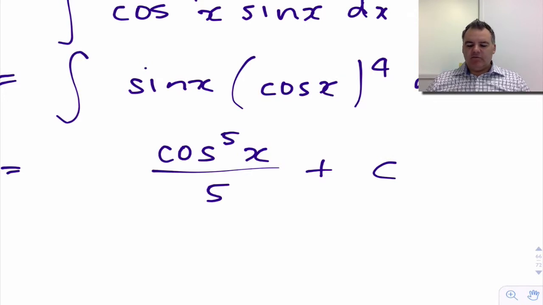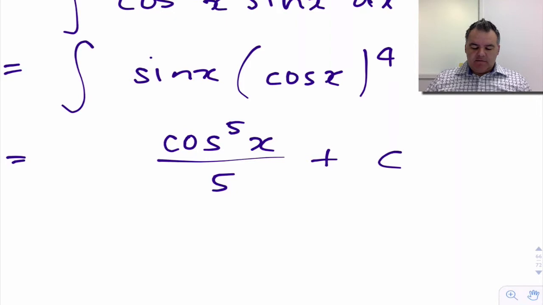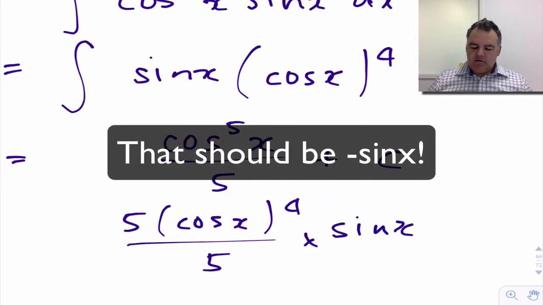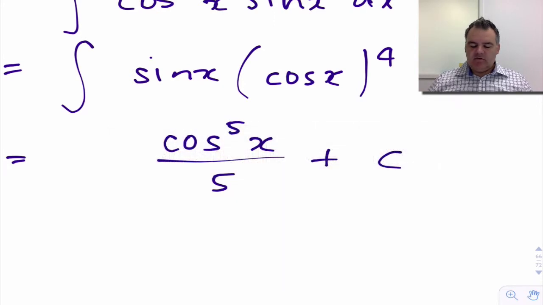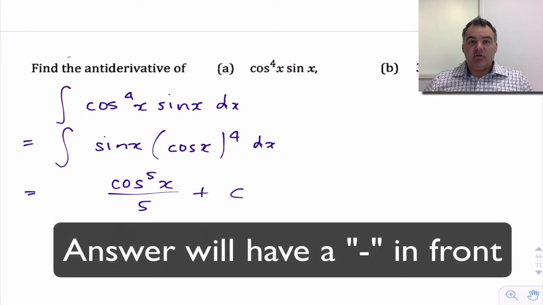And let's see if that's right. If we do the derivative of this, we get 5 cos x to the power of 4 divided by 5 times the derivative of cos x, which is sine of x. These cancel, and that's exactly right. So that is the answer to that derivative there, using this kind of reverse chain rule again.